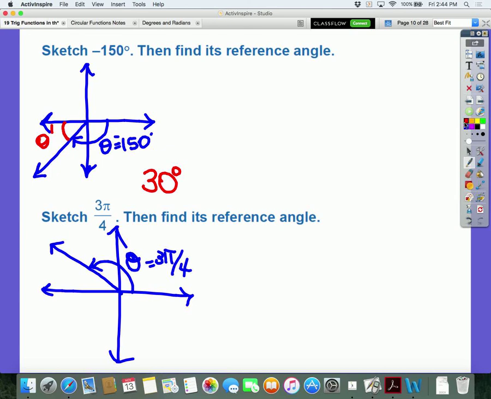So your reference angle would be what? It would be what? Pi over 4. Simple enough, yes? Okay, let's look at an example. Whiteboard's out.